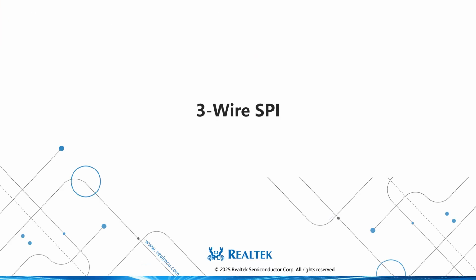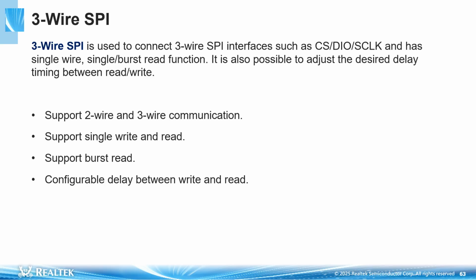Next, we will introduce 3-wire SPI. 3-wire SPI is used to connect 3-wire SPI interfaces such as SDIO SCLK and has single-wire, single-burst read function. It is also possible to adjust the desired delay timing between read-write.